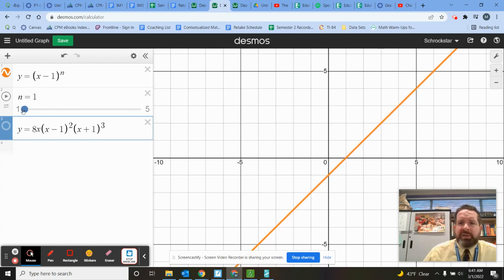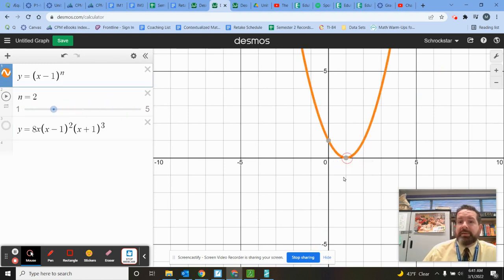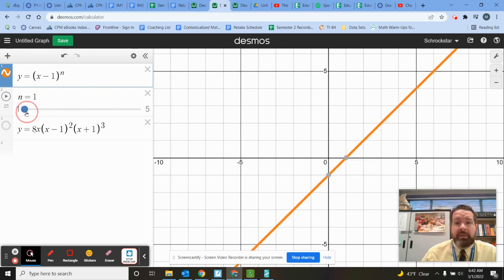Okay, I hope you did your pause in your investigation. I actually set up a slider here so that I can see what happens if you're a root once, twice, 3 times, 4 times, and 5 times. Now, in all the cases, note that we have one x-intercept. We cross the x-axis or touch the x-axis at x equals 1. That's true of all of these.